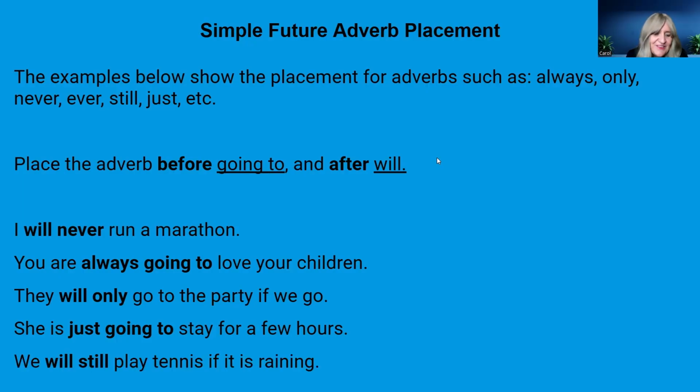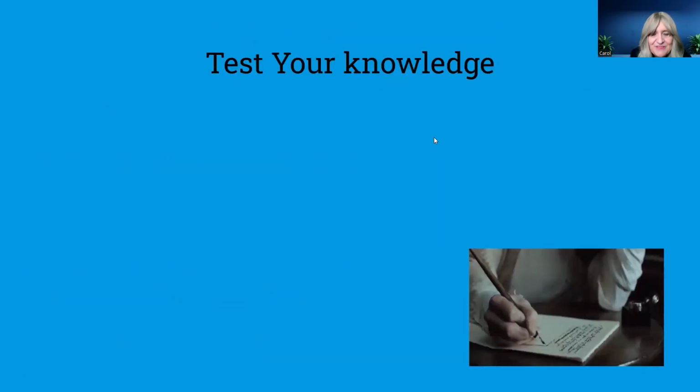And we've got another example. I'd forgotten about this one. So, we will still play tennis if it's raining. Perfect. So that's how we use the simple future.